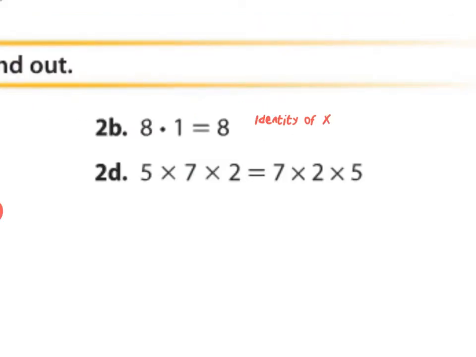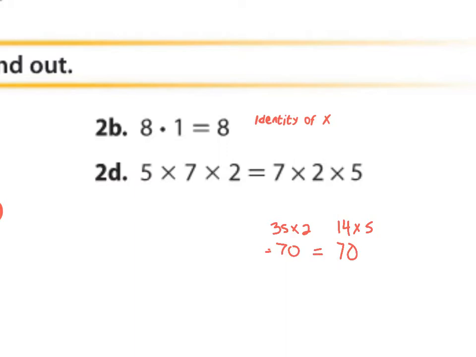And now let's try D. We have 5 times 7 times 2, or 7 times 2 times 5. Let's see what happens. 5 times 7 is 35, times 2 is 70. Right? And over here we have 7 times 2 is 14, times 5 is also 70.